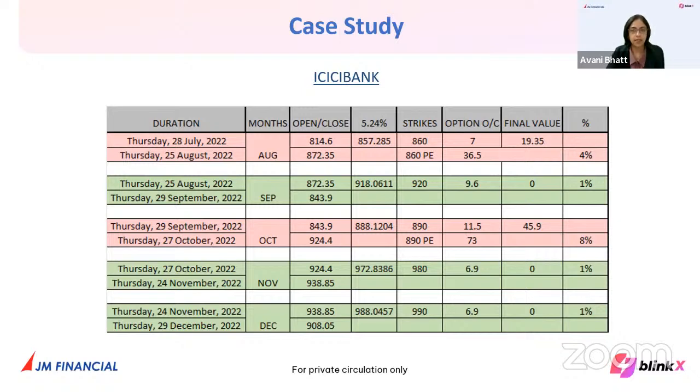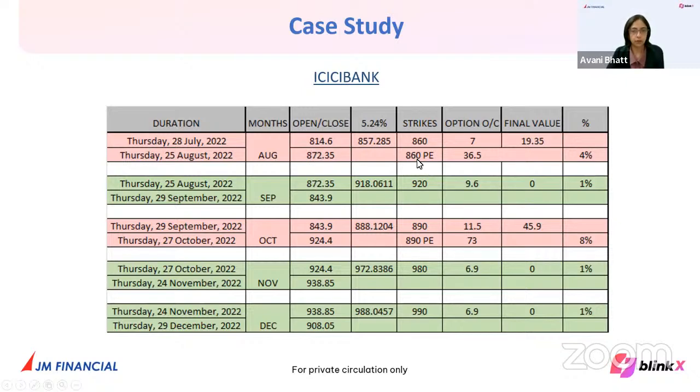So you start selling puts of 860. तो ये आप 860 का पुट बेच रहे हो, और उस टाइम पे the stock was trading at 870, so 860 was almost at the money. उसका भाव चल रहा था 36.5. Means by selling this put, you are already collecting a return of 4%. Now what happens in the subsequent month?